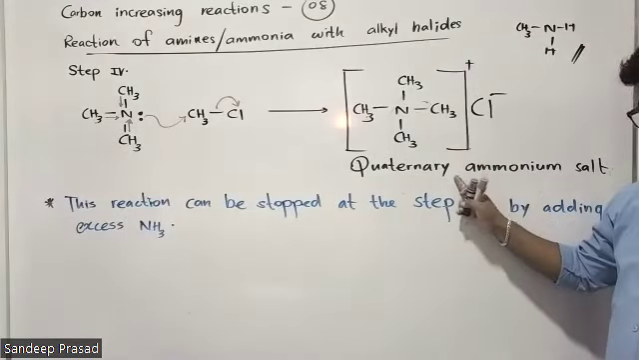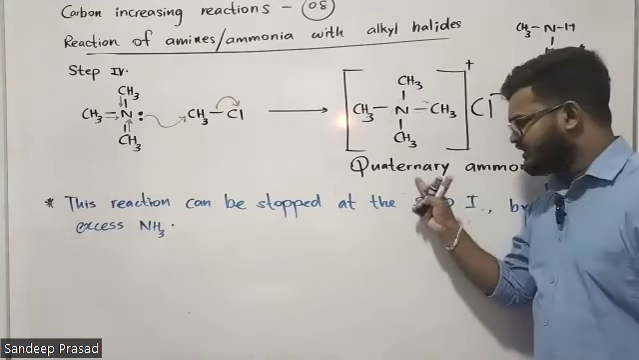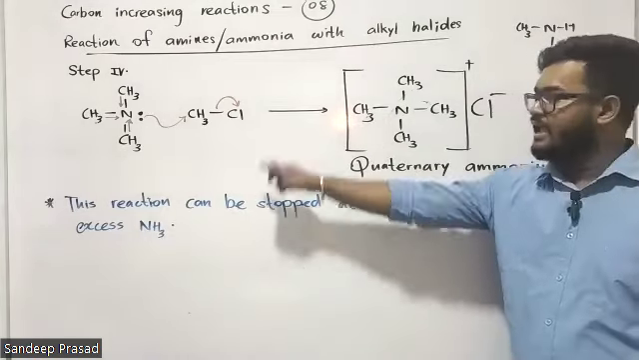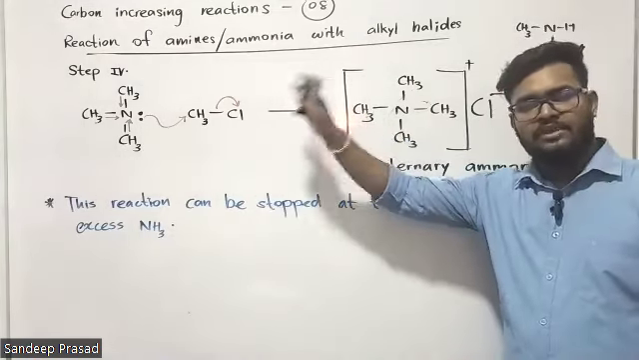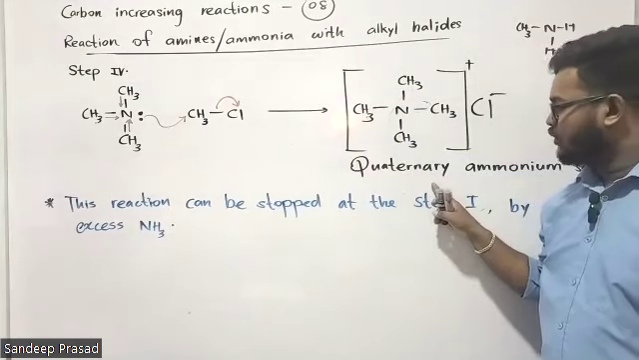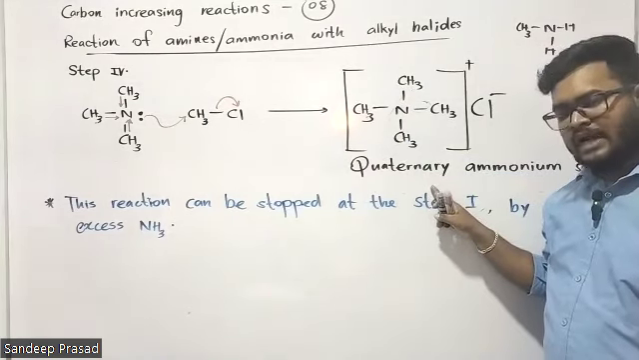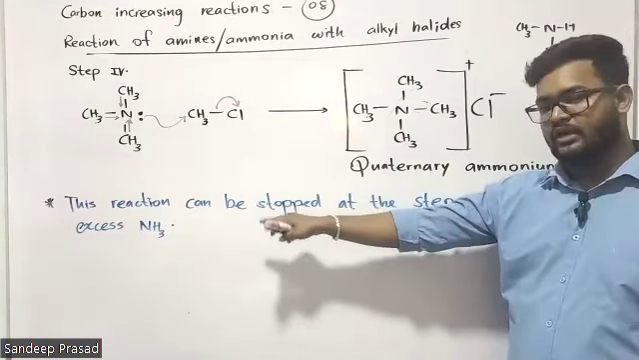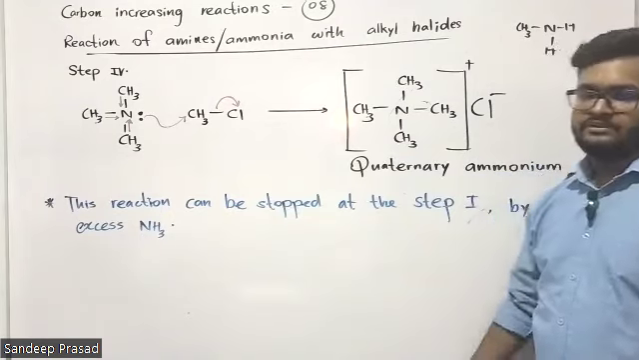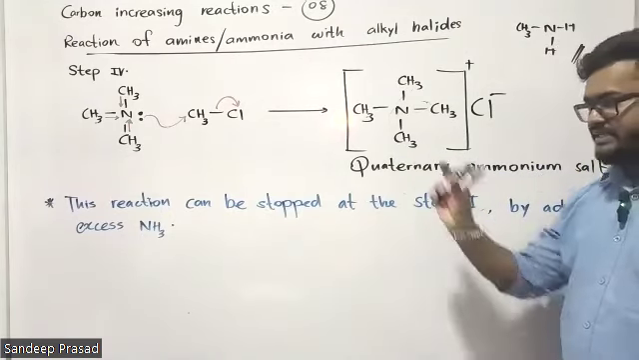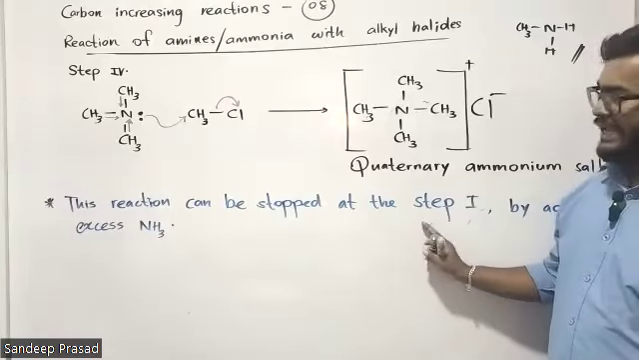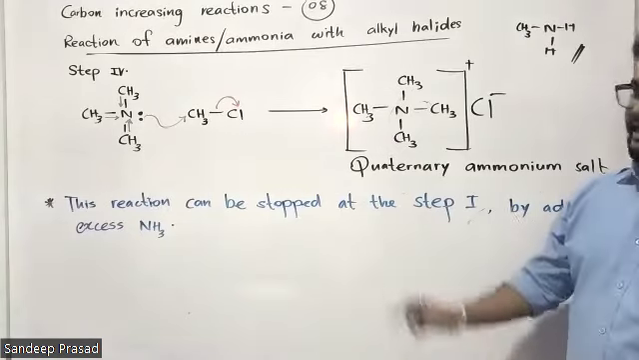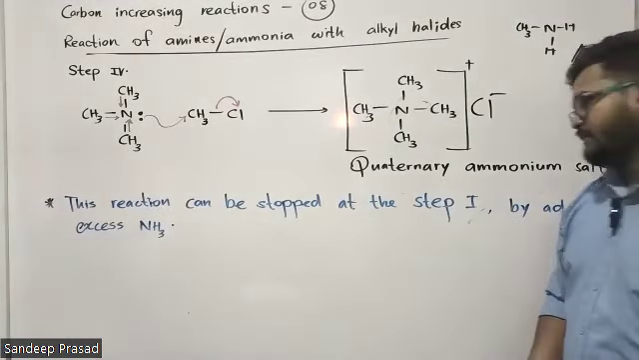Do you want to go for the quaternary ammonium salt? If the conversion is expecting that, then you can just add alkyl halide and ammonia, and you can go for the quaternary ammonium salt like this. Otherwise, if you want to stop at the first step, you have to add excess ammonia or the relevant excess amine in the reaction. That word excess is very important. So take the red pen and write down: the reaction can be stopped at step 1 by adding excess ammonia. Okay, all right.